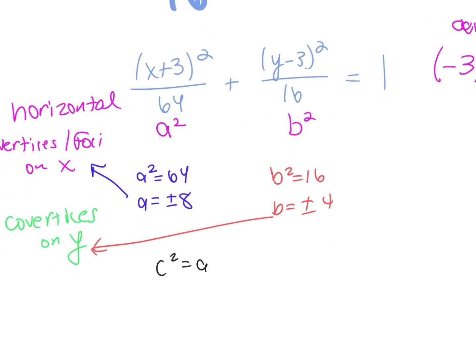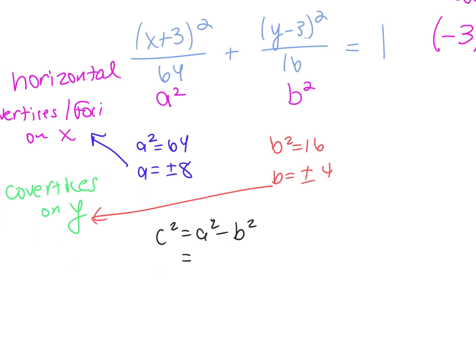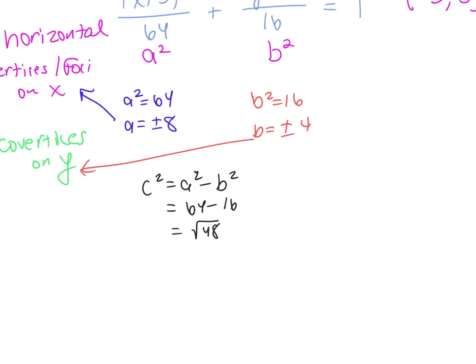c squared equals a squared minus b squared. So c squared equals 64 minus 16. Do we already have this number already? So c equals plus or minus 4 root 3.